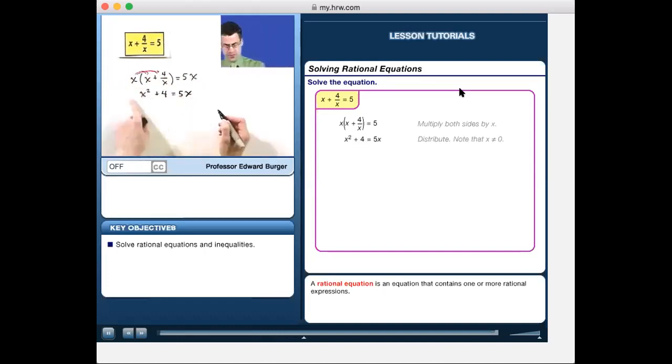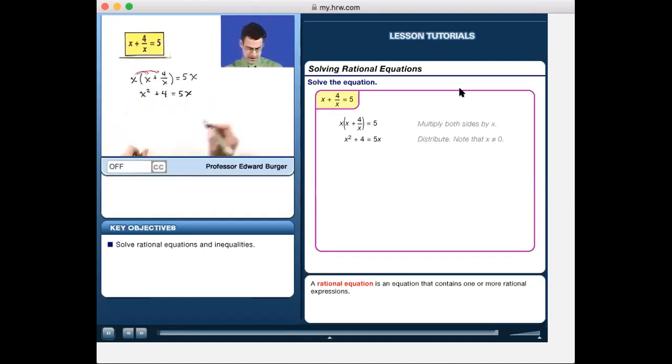If we ended up with still rational expressions here, then we know that something didn't quite go right, because the whole point of multiplying through both sides by x is to actually get rid of the denominator. Okay, excellent. Well, now what? I see that I have a quadratic. That tells me I should be thinking factoring. I should get everything equal 0.